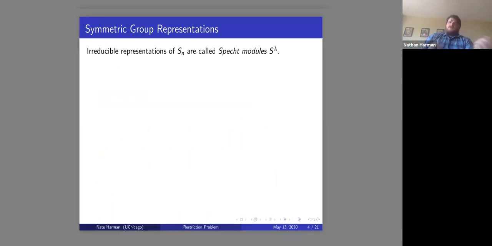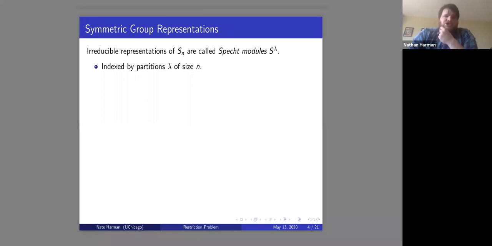Okay, so that was kind of my introduction on general linear group representations, and I want to very quickly talk about symmetric group representations as well. So here, the irreducible representations are called Specht modules. I'll be using this notation S upper lambda to denote them. Now they're indexed by partitions of size n, right?